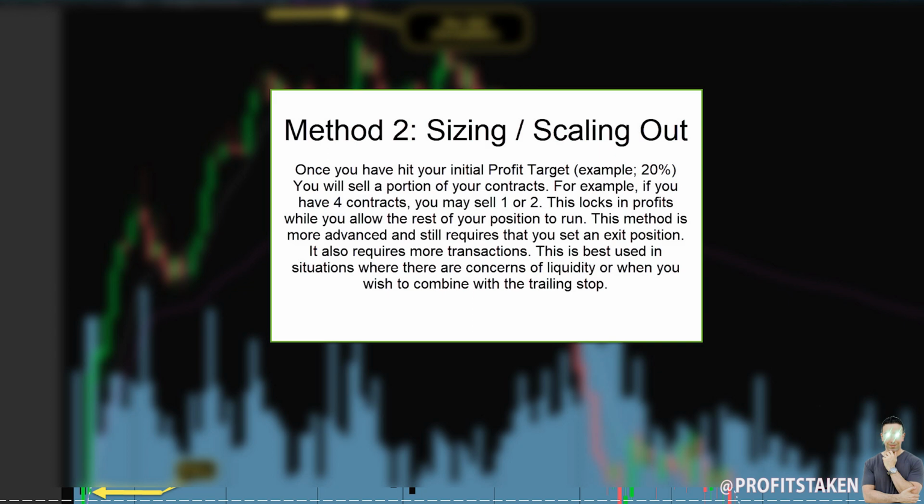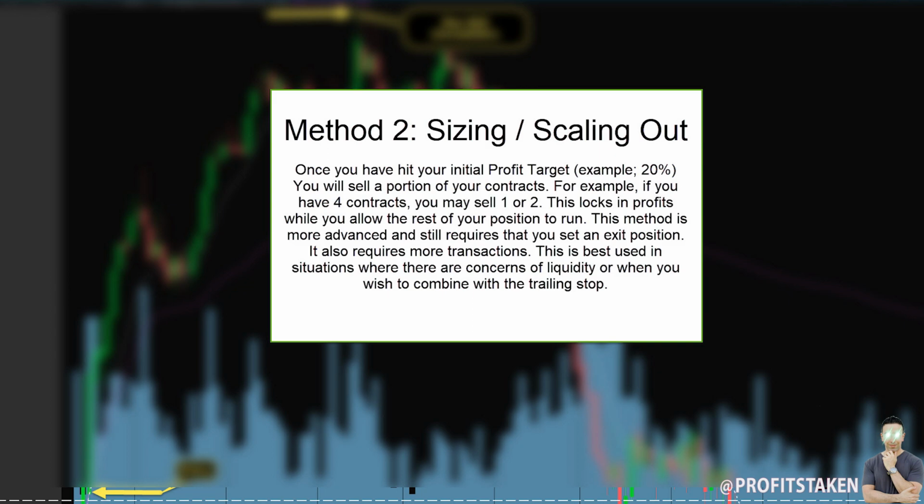Now, I tend to lean on this more when I'm concerned with liquidity issues, simply because a larger position size is harder to liquidate, particularly when there's lower volume. So if I see that and I'm in a winning position and I don't like the volume, I will start to scale out early as opposed to setting a trailing stop or combining the two.